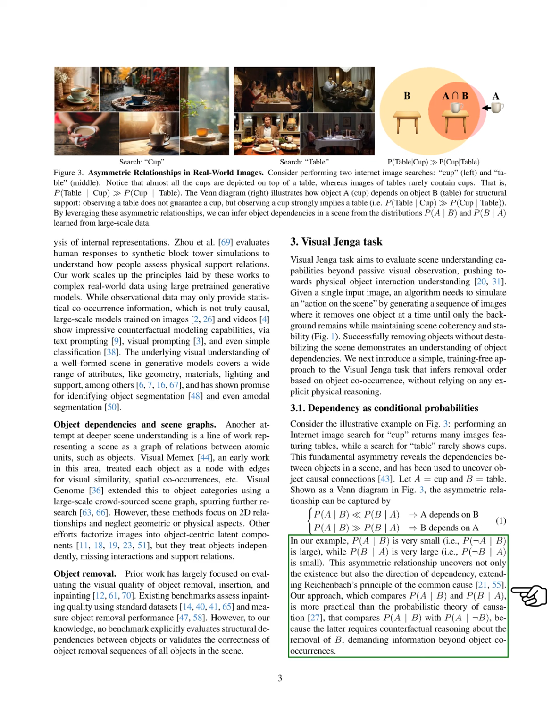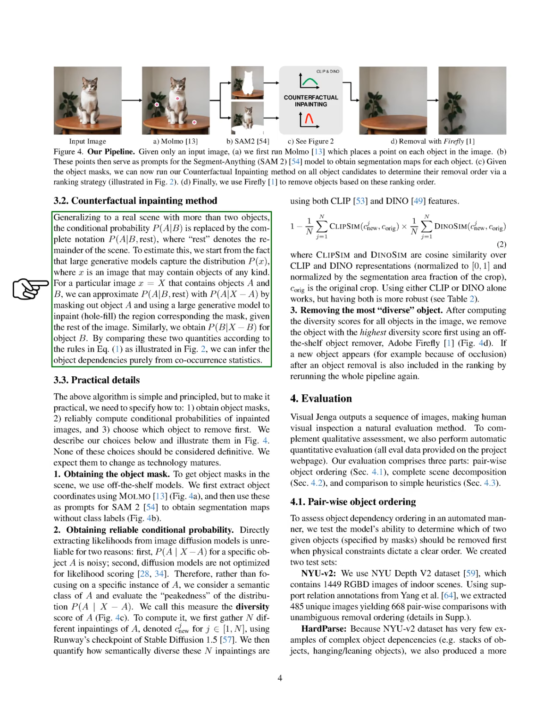In our counterfactual inpainting method, we generalize to scenes with multiple objects. We replace the conditional probability notation with a more complete version that includes the rest of the scene. We start with the understanding that large generative models capture the distribution of images. For a specific image containing objects A and B, we can estimate the conditional probability by masking out one object and using the generative model to fill in the masked area based on the remaining image. We can similarly obtain the probability for object B by comparing these probabilities. We can infer object dependencies solely from co-occurrence statistics.